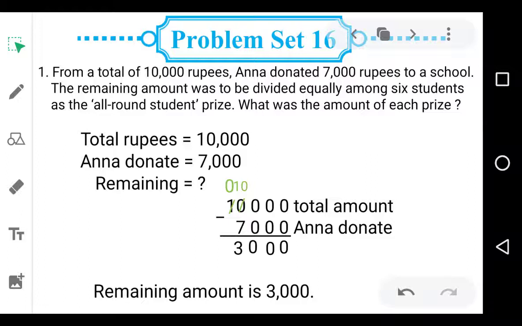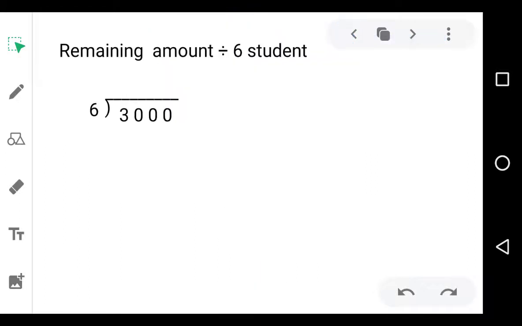Now this remaining amount was divided equally among 6 students. So we have to divide 3,000 by 6. Let's divide it. See, here the dividend is 3,000 and the divisor is 6. In the dividend, the first digit is 3 and 3 is smaller than 6. So we write 0 in the quotient and 0 below the 3. 3 minus 0, 3. Now take down 0. So it will be 30. Check where 30 comes in the table of 6. On 5. 6 fives are 30. Now 30 minus 30, 0. Now take down 0.